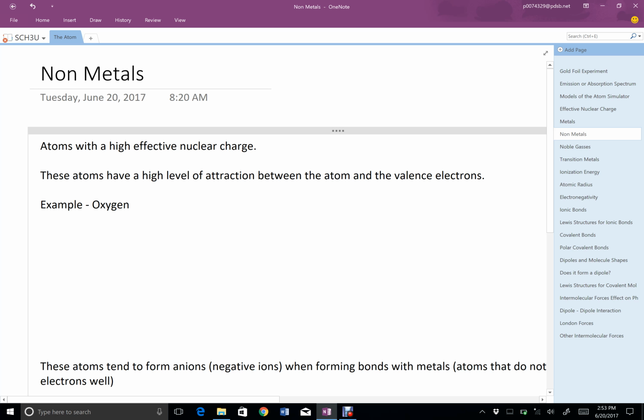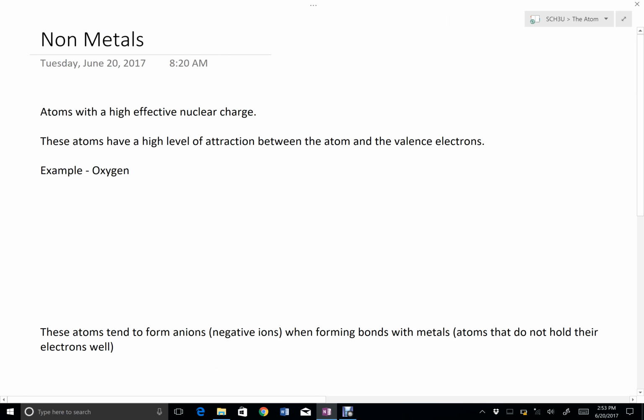All right, in this video I'm going to talk about nonmetals, sort of the opposite of a metal. This one has a high effective nuclear charge and a large amount of attraction between the atom and the valence electrons. So our example here will be oxygen.